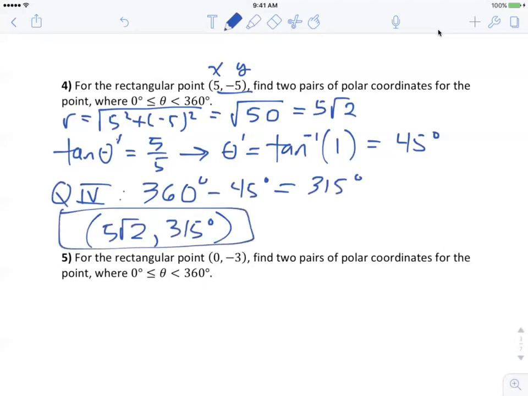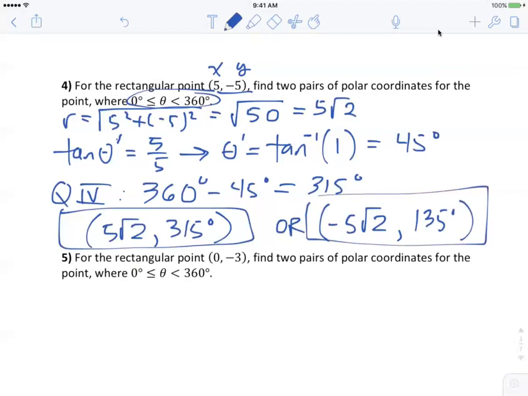Okay. Now it asks for 2 pairs, so it wants another one. So what else could we do there? Well, I could do my little trick of changing the r to a negative and then subtracting or adding 180 degrees to the 315. So let's just subtract to make it smaller. And oh yeah, it does want between 0 and 360. So let's subtract 180. If I subtract 180, I get 135. And there's another point. That's the same point. So, different values.